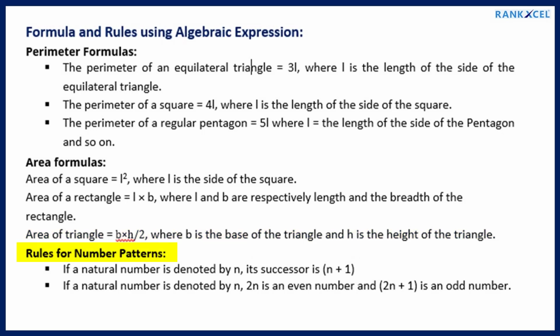Rules for number patterns. If a natural number is denoted by n, its successor is n plus 1. If a natural number is denoted by n, 2n is an even number and 2n plus 1 is an odd number.